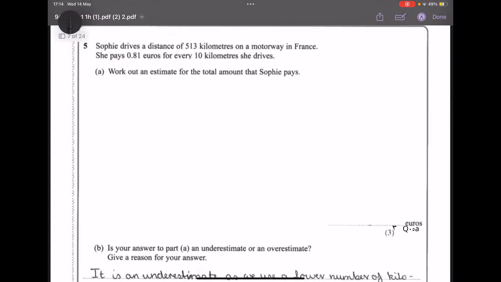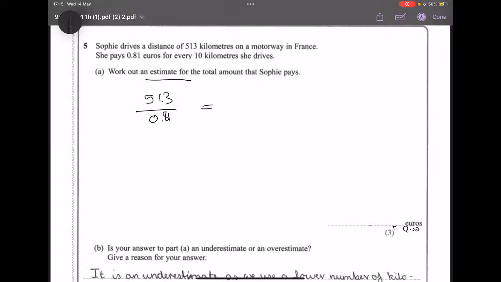Question number 5. Sophie drives a distance of 513 kilometers on a motorway in France. She pays 0.81 euros for each 10 kilometers that she drives. Work out an estimate. Now, as it's an estimate, you just need to remember to round the numbers that you're given. As you can see, on a non-calculator paper, it'd be very harsh for them to expect us to do 51.3 divided by 0.81.